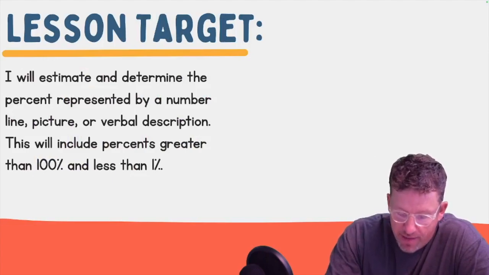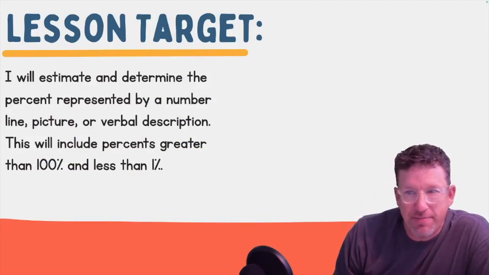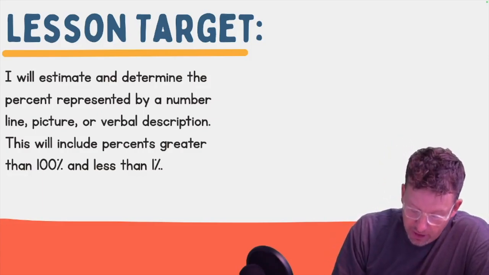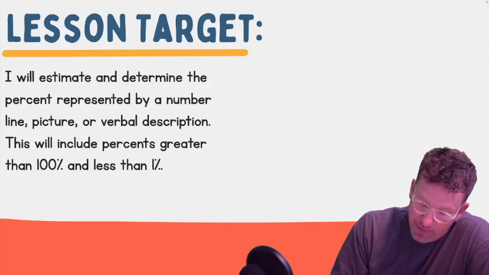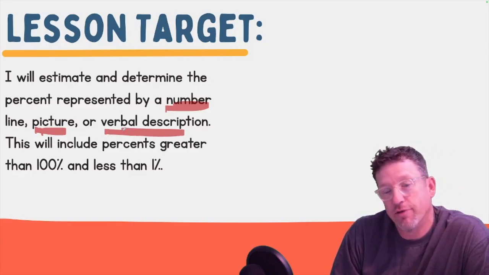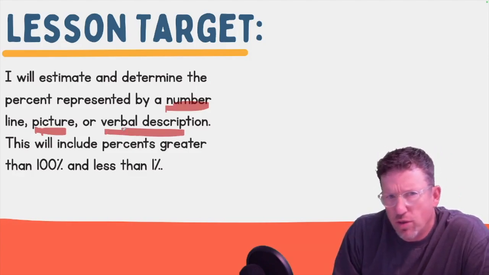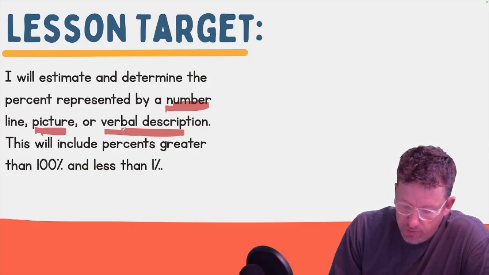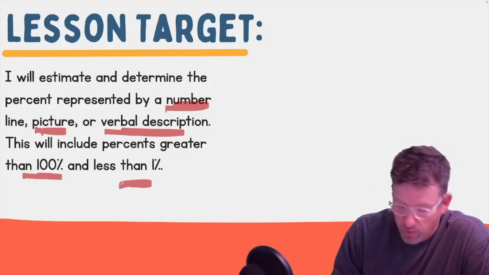All right, let's talk about percents, guys. So the goal today is for you to be able to estimate and determine a percent. And so how are you going to estimate and determine a percent? Sometimes you're going to be looking at pictures. Sometimes it's going to be on a number line. Sometimes it'll be a verbal description. A verbal description simply means it's written out, or it's a real world word problem. And these are going to include percents that are greater than 100% and even less than 1%. We're going to get into that.